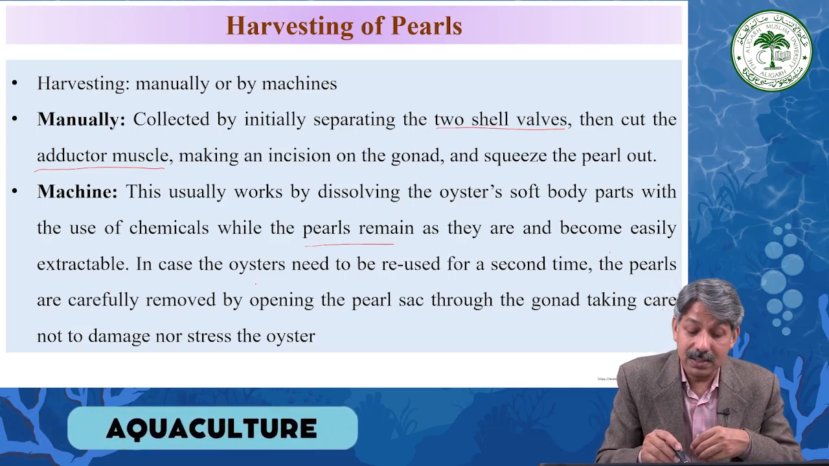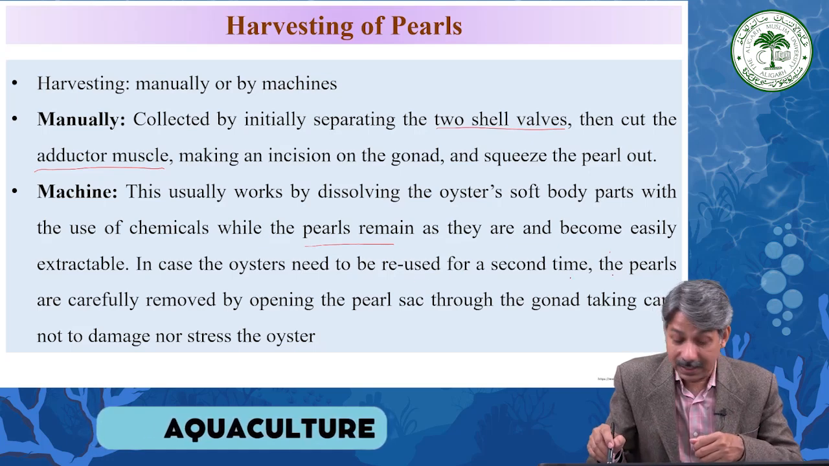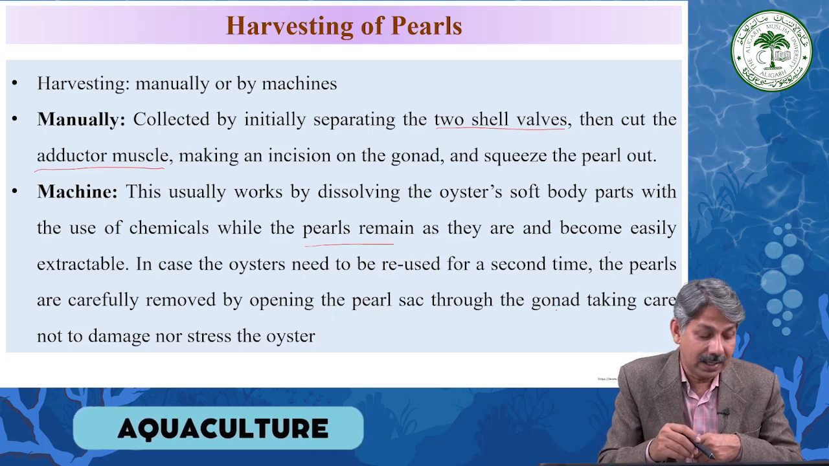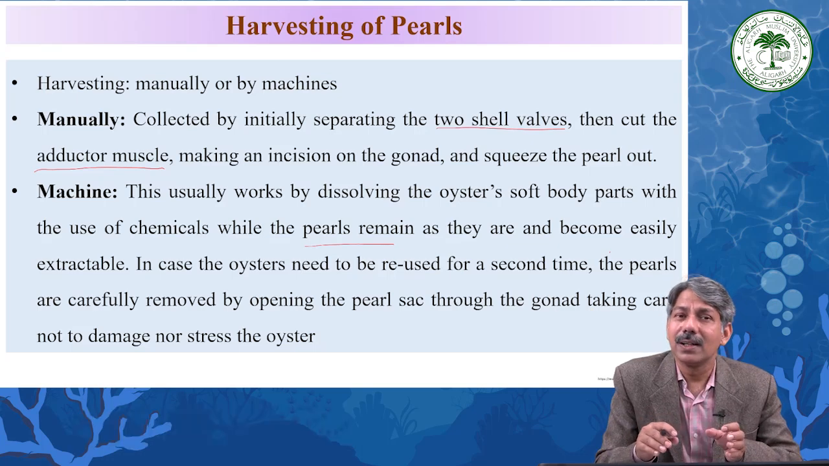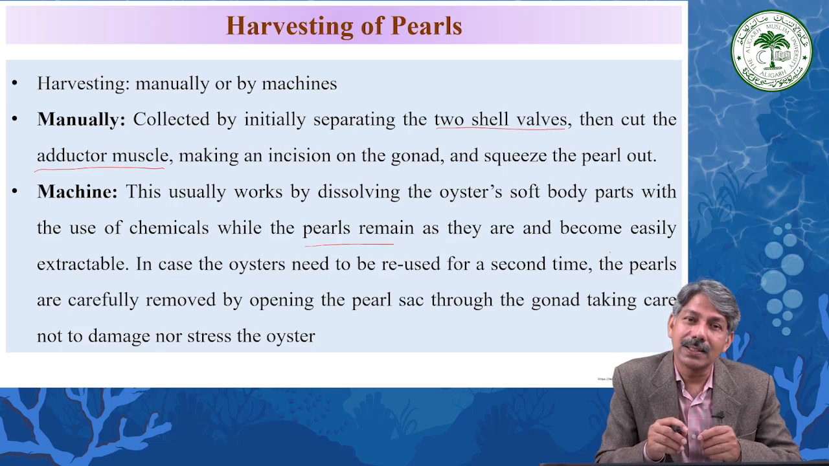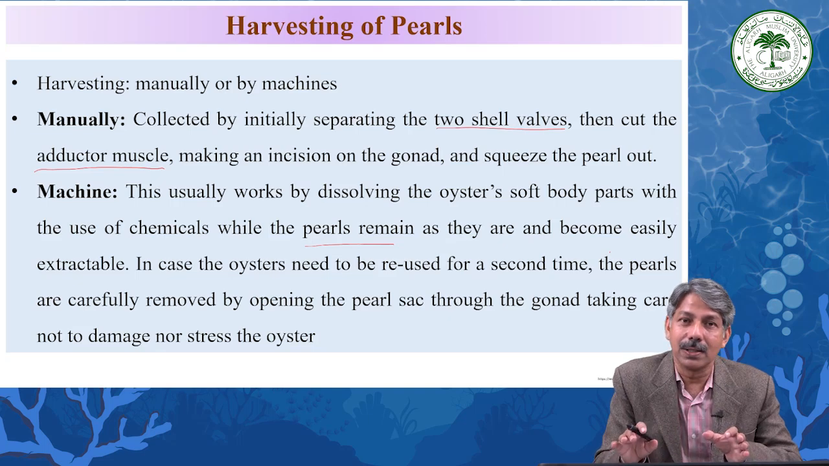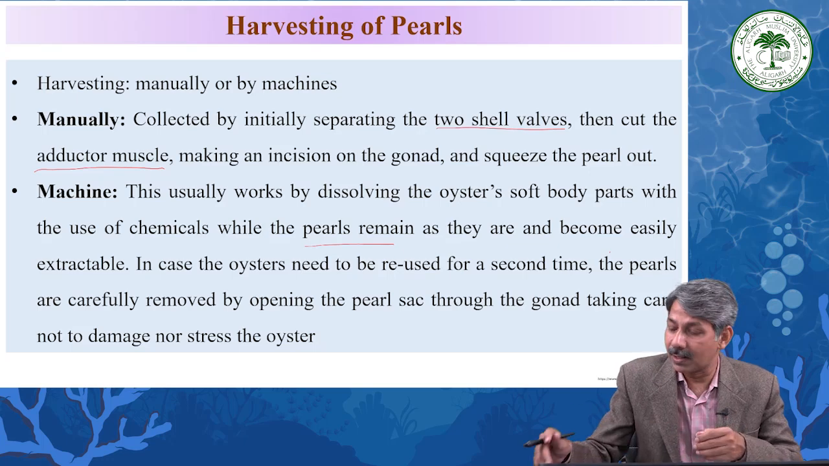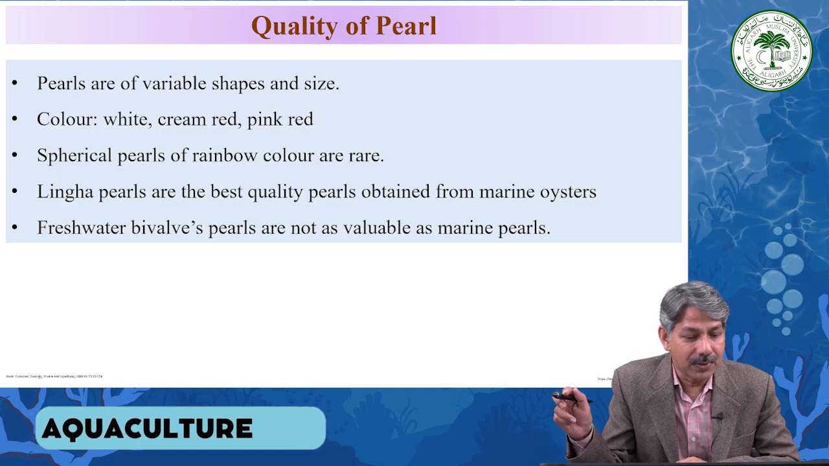That will not work if you wish to reuse the oyster. Then the pearls are carefully removed by opening the pearl sac through the gonad, taking care not to damage or stress the oyster. You will stress the oyster, but not to that extent. You will have to very skillfully remove the pearl from the oyster and then take care of that oyster for some time. If it is okay, then you can use the same oyster again. So this is a photograph where harvesting has been shown.